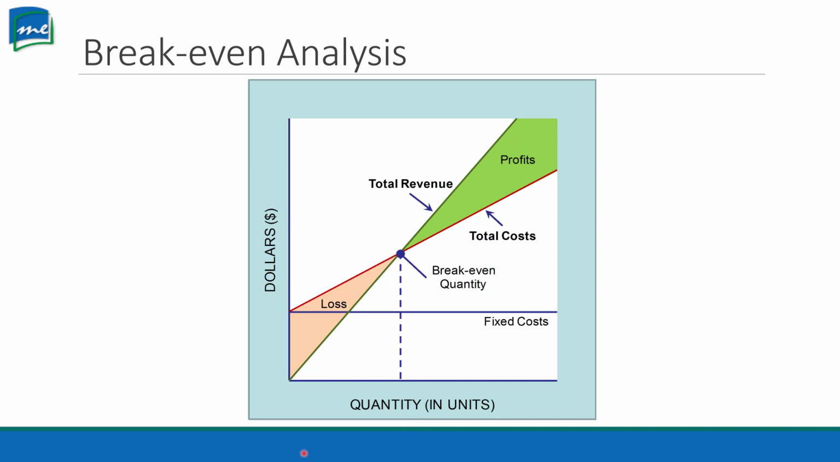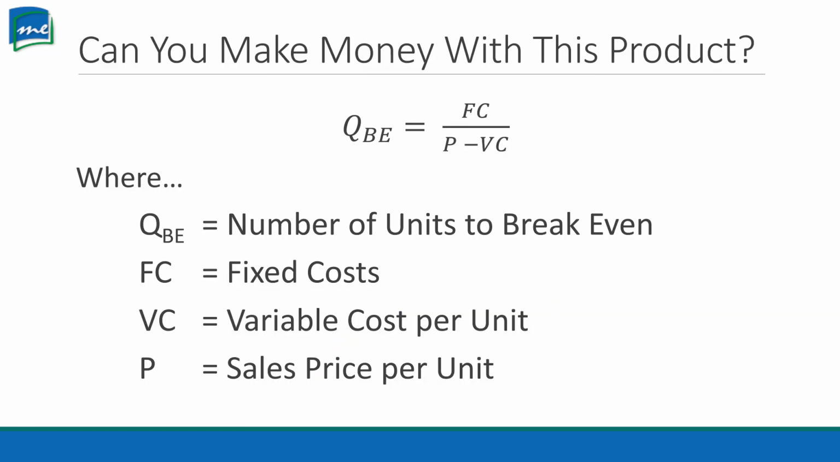So we have to factor in fixed costs, our variable costs, and our price per unit. Once we factor those, we can know that we have broken even, or at least how many units it will take to break even, the quantity. So, what is the formula? So here's the formula. So we have Q sub BE equals fixed costs over our sales price per unit minus our variable cost per unit.